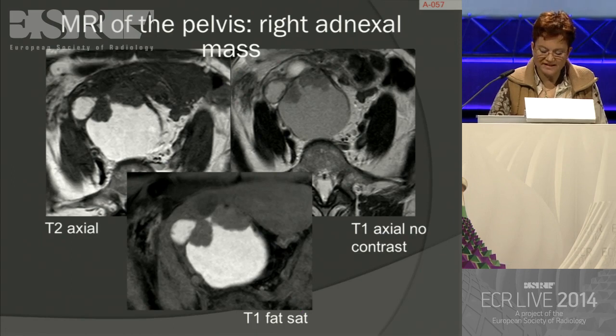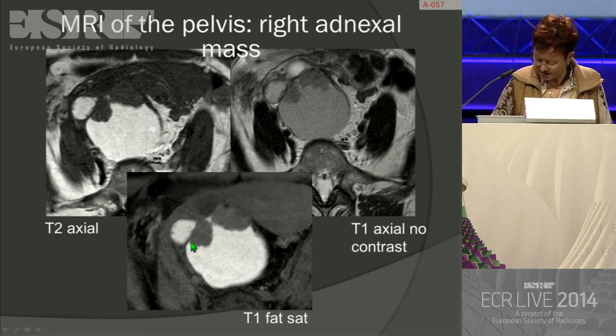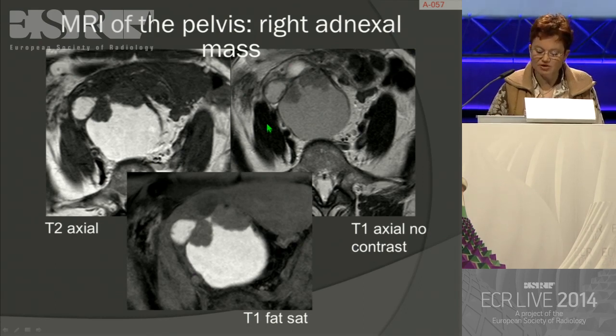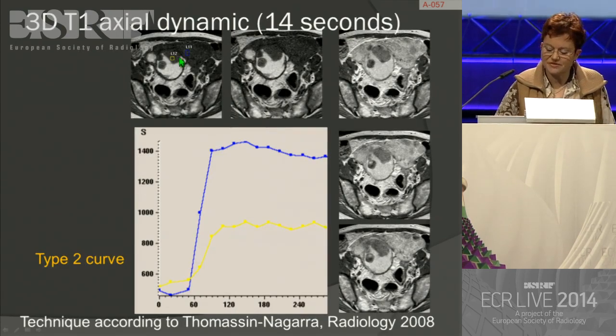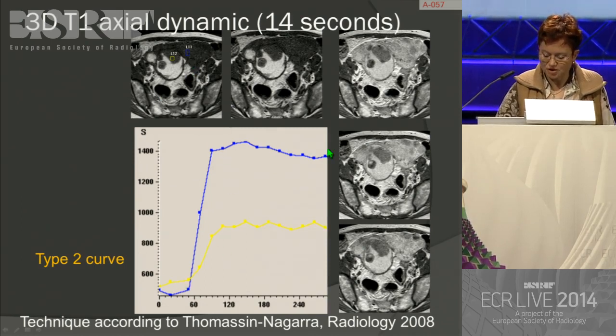Now I show you the right adnexal mass on T2, T1 fat set, and T1 without contrast, and T1 with contrast. I did a dynamic examination. You have the uterus here on T1. Here is the right adnexal mass, and you can see the curves. This is the curve of the myometrium, and this is the curve that goes through the solid portion of that mass.